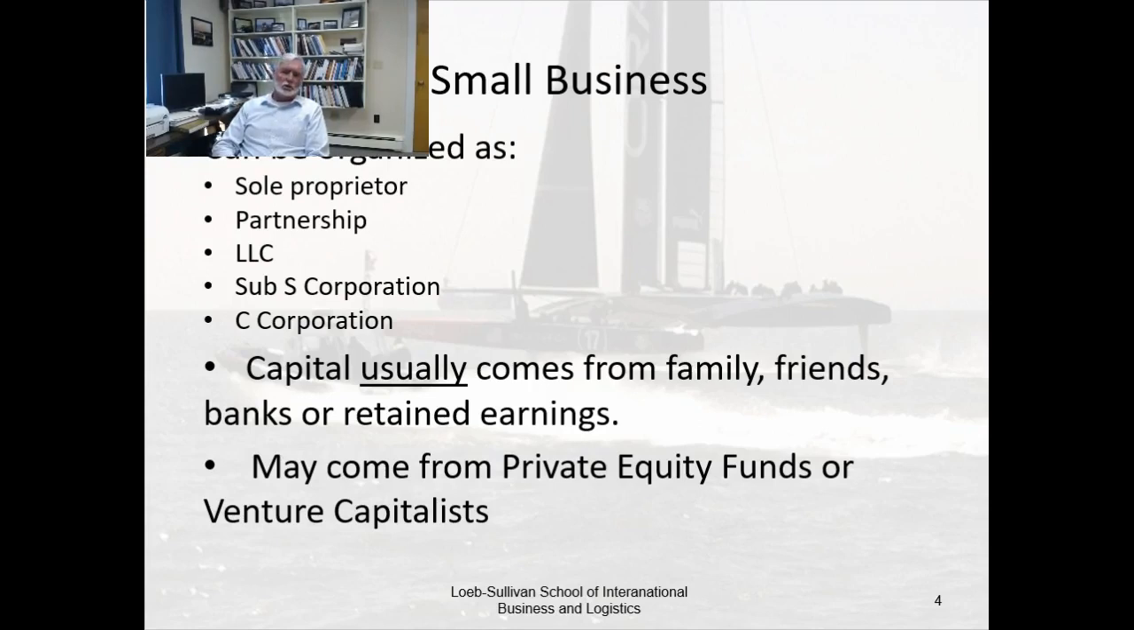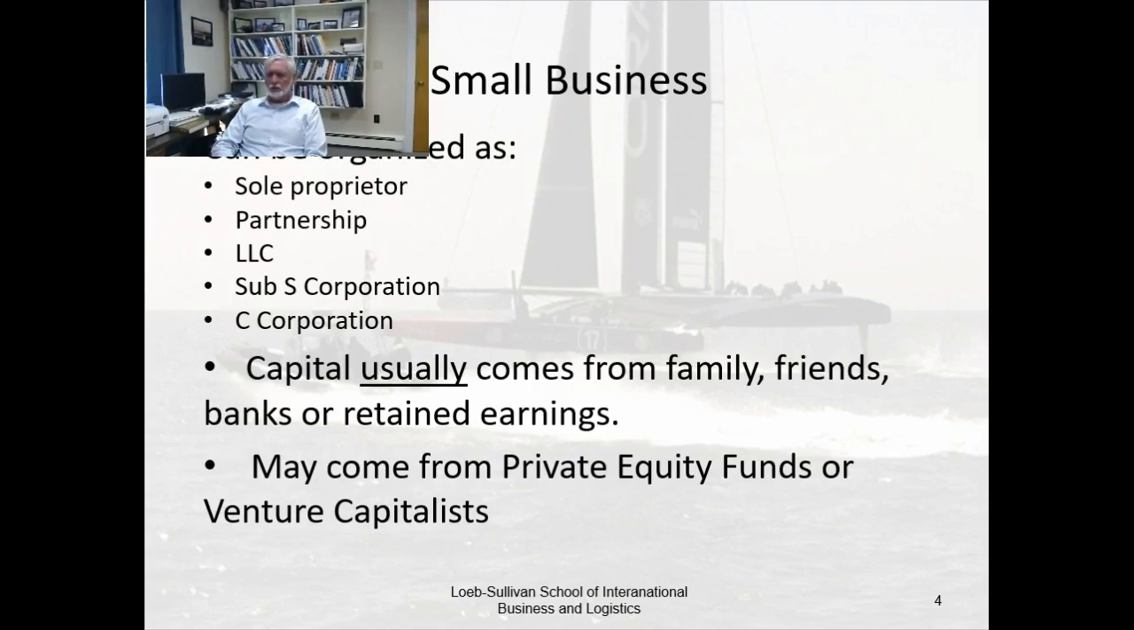LLCs, sub-S corporations, and C corporations are all corporate forms of organization that have limited liability. Essentially, the owners provide capital, but their risk is only to the extent of the capital they provided. Their personal wealth, their personal assets are separate from the corporate assets. So the LLC, sub-S, or C corp has the ability to enter contracts, has the ability to hire and fire and so forth. And the owners, the equity holders, have control of the corporation, but they do not have unlimited liability for the corporation. The liability is limited to the amount that they've invested.